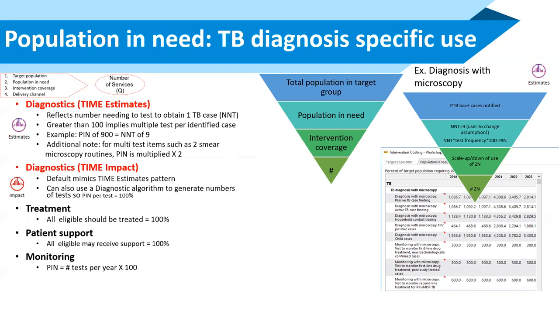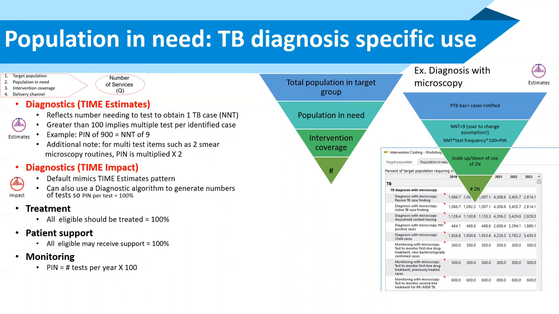That same pattern is followed by time impact, but there is an optional add-on called the diagnostic algorithm. If you are using the diagnostic algorithm, you have the option to generate numbers of tests as your target population, which is a selection in the drop-down menu, and then you would set the population in need and coverage to 100% to essentially equate the number of services to the numbers of tests.